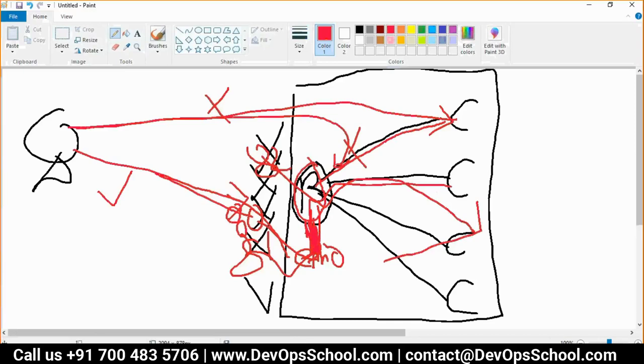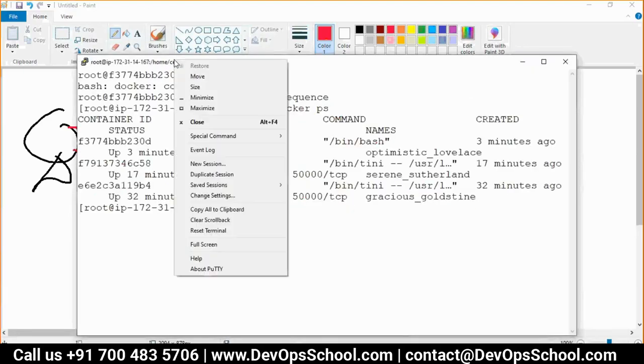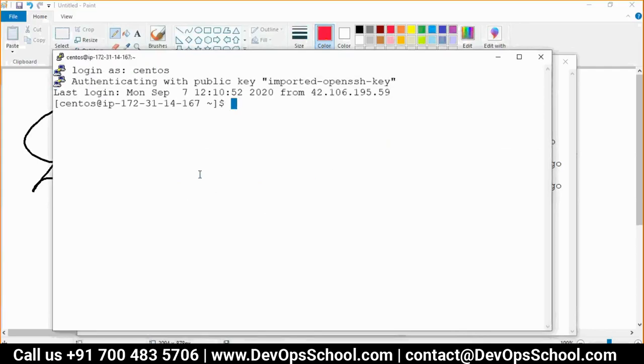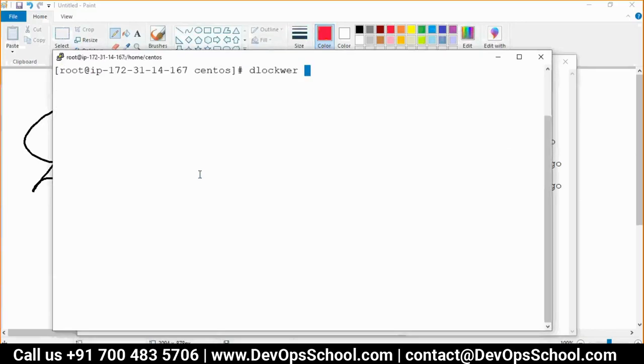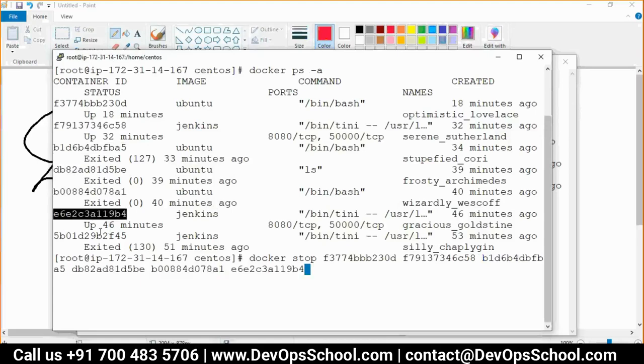For that, I'll do a little bit of cleanup because I don't want to show you too many outputs now. CentOS, sudo -s. What I'm doing right now: Docker stop. Look at my screen, please, guys. I'm stopping all the containers.